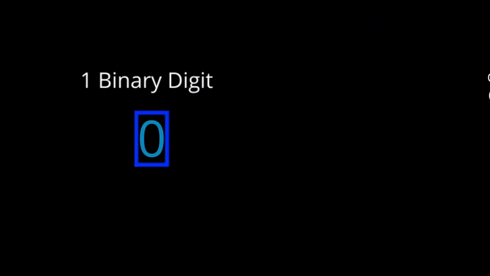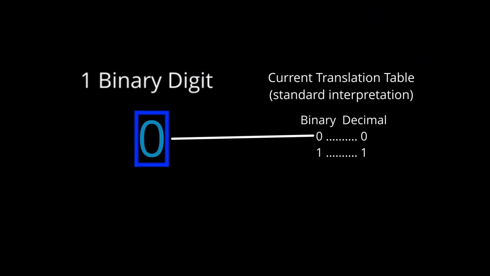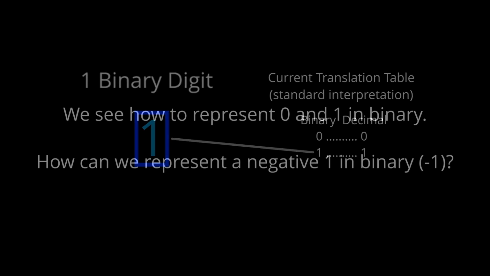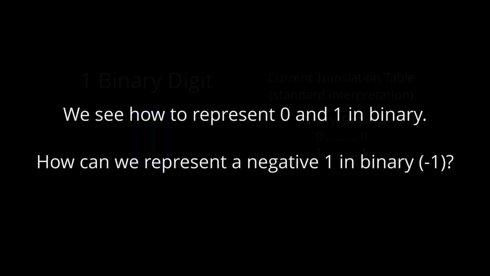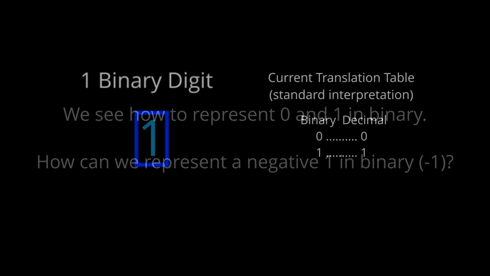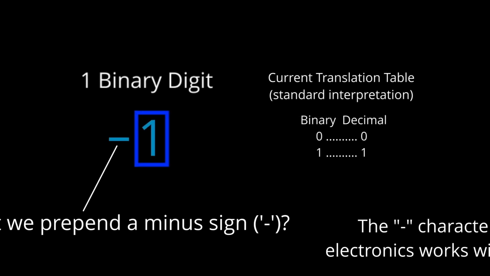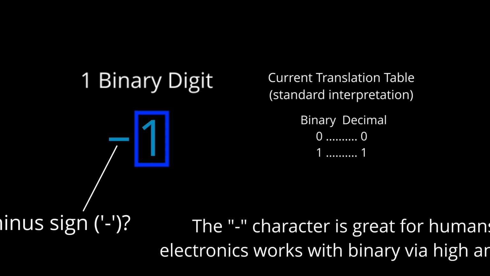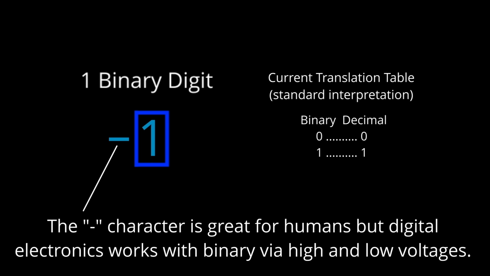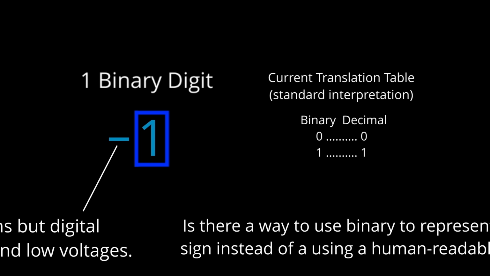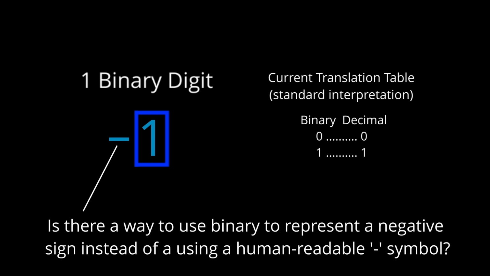Here is a single binary digit, and we see how it represents 0 and 1. The question is, how can we get it to represent -1 or a negative number? How about we use a minus sign, just like we write on paper? Well, that's great for human beings when they're writing on paper or on a whiteboard, but it doesn't really work in digital electronics because I don't know where I would put an actual physical, human-readable minus sign.